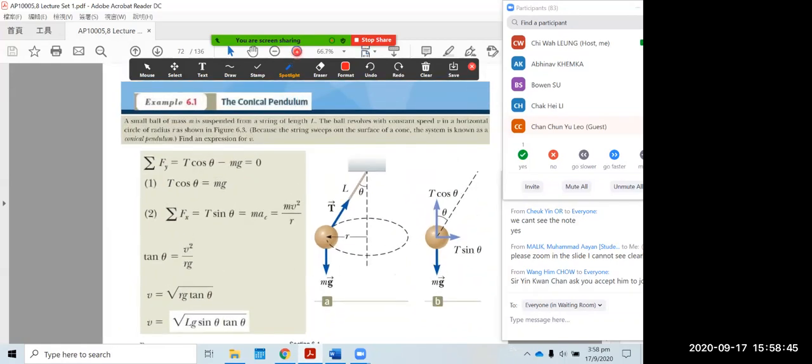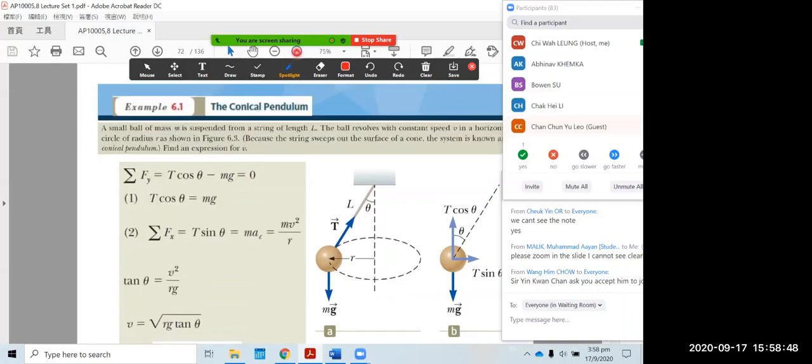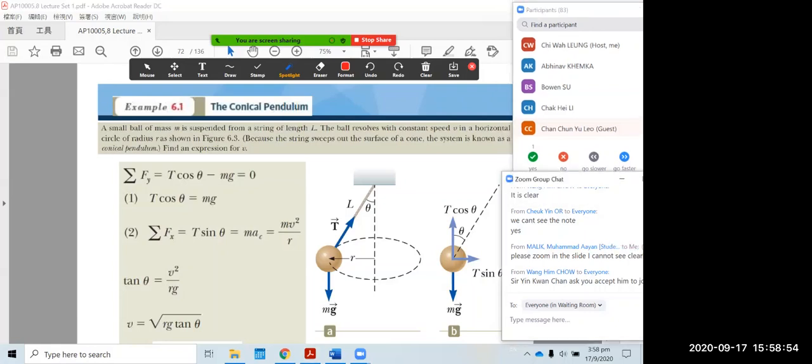Sorry, I have to maximize a bit and then try to see if it works. You have this pendulum, which is a mass attached to a string, and it is swirling in a circular track in the horizontal direction. So we are trying to find an equation that expresses the velocity of the object when it is undergoing this circular motion. How do we do that?